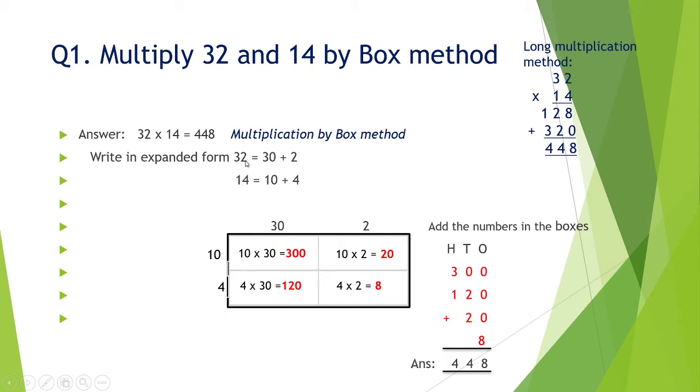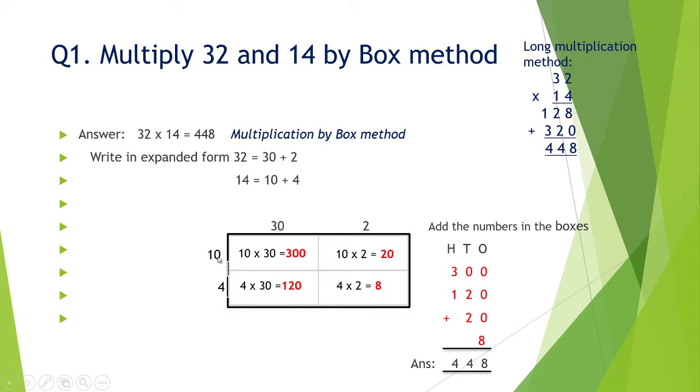Your next step is to find the number of digits. In 32 you have 2 digits and in 14 you have 2 digits. So you have to draw a 2 by 2 box. Here you can see in this box we have 2 rows and 2 columns. This 30 I have written here and this 2 on the second column. This 10 I have written on row 1 and this 4 on row 2.